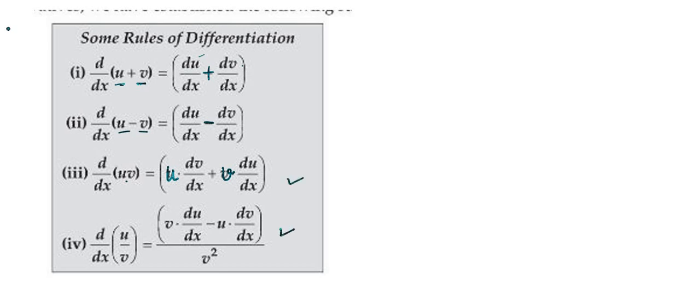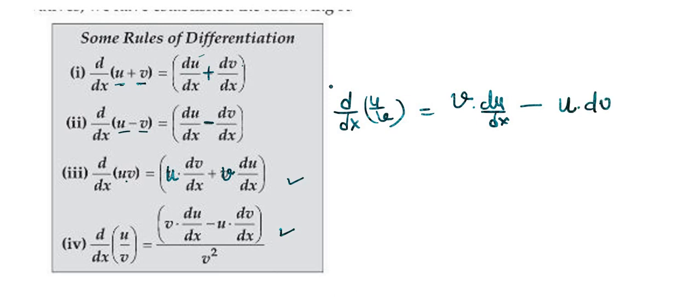The fourth formula says d by dx of u by v is equal to v du by dx minus u dv by dx, all by v square. So remember, I am sorry, if you have d by dx of u by v, it becomes v first, then du by dx minus u dv by dx, by v square. This is the formula for the quotient rule. Please write down all the notes.